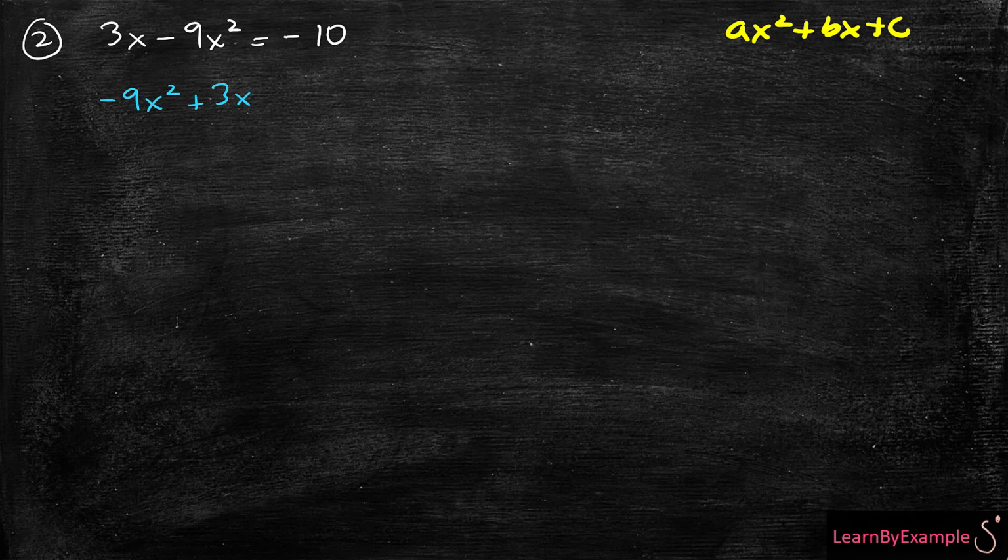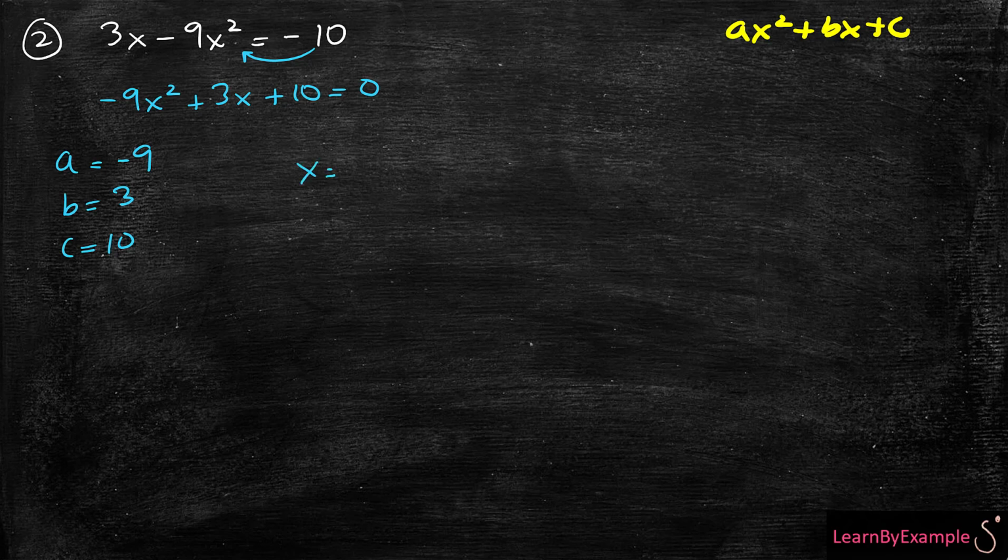So we'll put the x squared first, so minus 9x squared plus 3x, and if you move the 10 over, it's going to become positive, right? Perfect. So now let's identify what all the values are. So a is equal to minus 9, b is equal to 3, c is equal to 10. Okay? So now let's solve this.